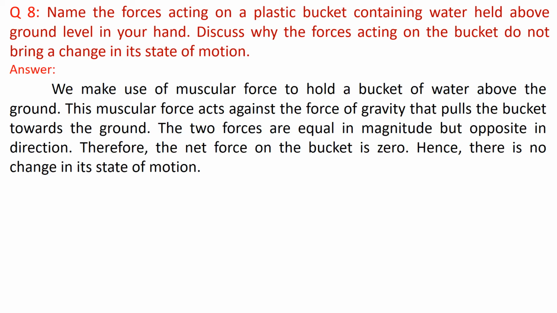And the answer is, we make use of muscular forces to hold a bucket of water above the ground. And this muscular force acts against the force of gravity that pulls the bucket towards the ground. These two forces are equal in magnitude but opposite in direction, force being a vector quantity. And therefore, the net force on the bucket is zero. Hence, there is no change in the state of motion. So, as if we are using the muscular force to hold a bucket of water. While lifting a bucket from the ground, there is an opposite force towards the ground acting in the opposite direction, so they get cancelled and the net force will be equal to zero.